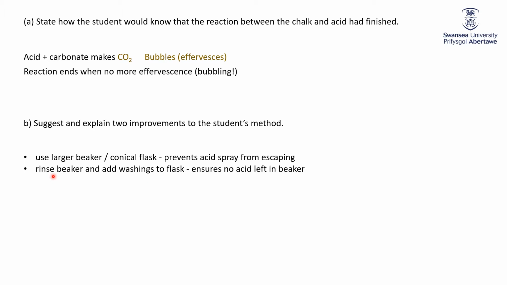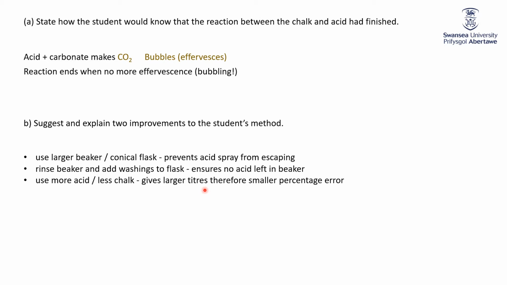Okay, you should rinse the beaker and add the washings to the flask. So that means that no acid is left in the beaker. Sure, you're diluting the acid, but that doesn't matter because what you're measuring with the titration is essentially the number of moles of acid left. So therefore, it doesn't matter as long as you don't rinse the beaker with hydrochloric acid, of course, that'd be sort of silly. Use more acid, less chalk. That will give you more to titrate afterwards.